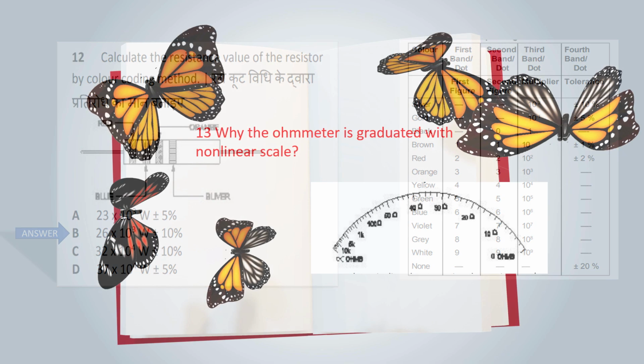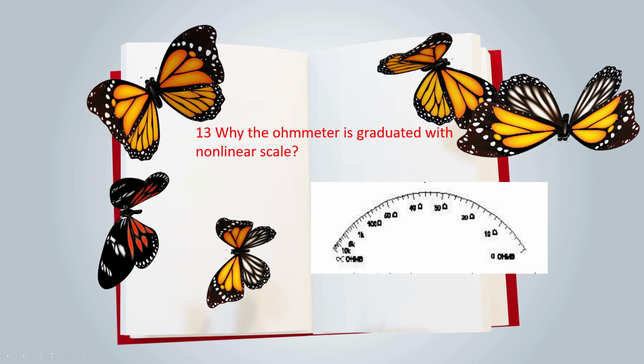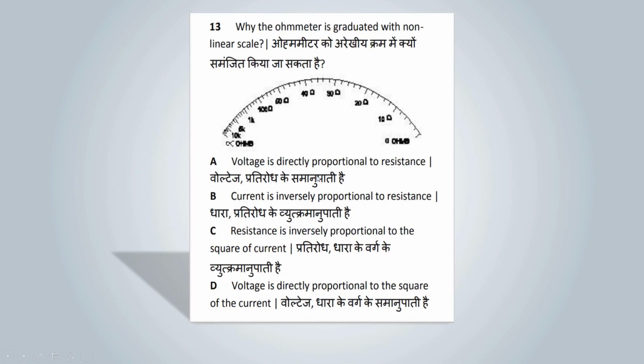Why is the ohm meter graduated with a non-linear scale? You can see here the ohm meter reading starts from infinity ohm to 0 ohm. The question is asking why the ohm meter scale is not linear, 0 to infinity. Practically the ohm meter scale is infinity to 0. Why is it like this?